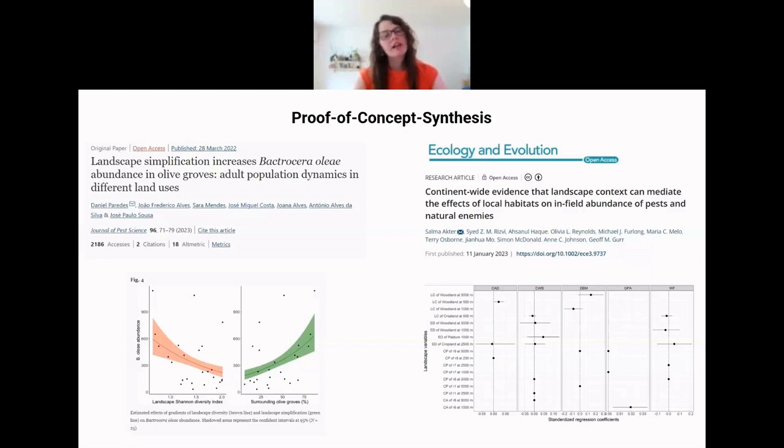And we did this by reaching out to two fellow ecologists, Daniel Paredes and Salma Akhtar, who recently authored papers that are topically related to Ricardo's. And we asked them to share their R code so that we could conduct a kind of meta-analysis looking at the effects of landscape composition on pest abundance. And we're really excited that they both quickly responded and shared the code. And we want to acknowledge that they're playing a really key role in helping us to advance this approach.